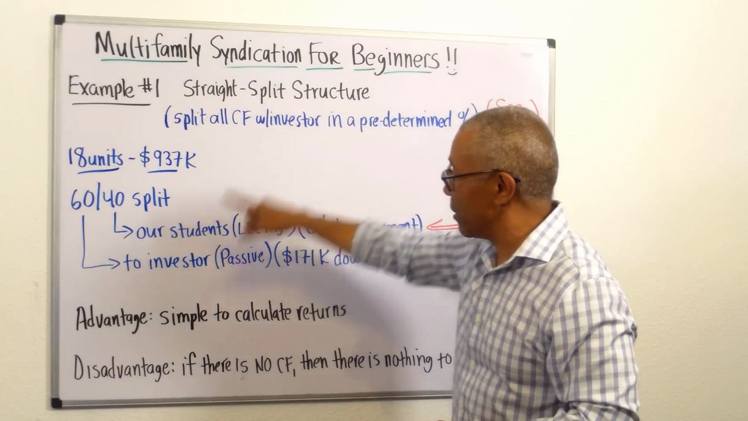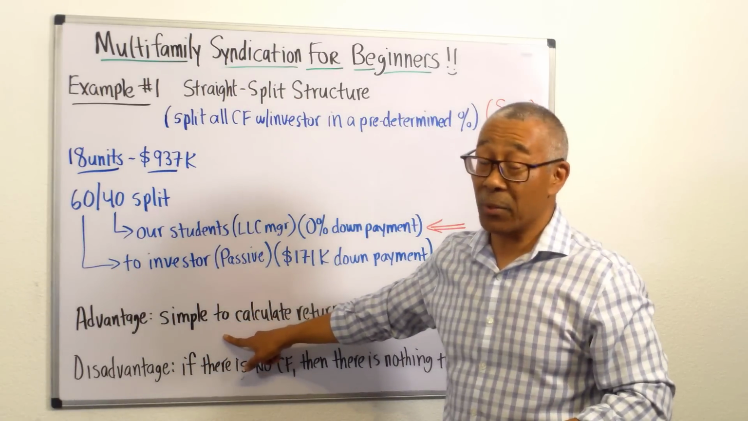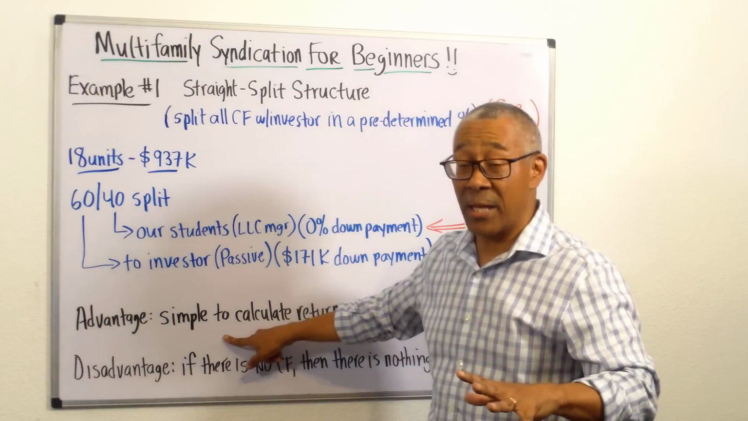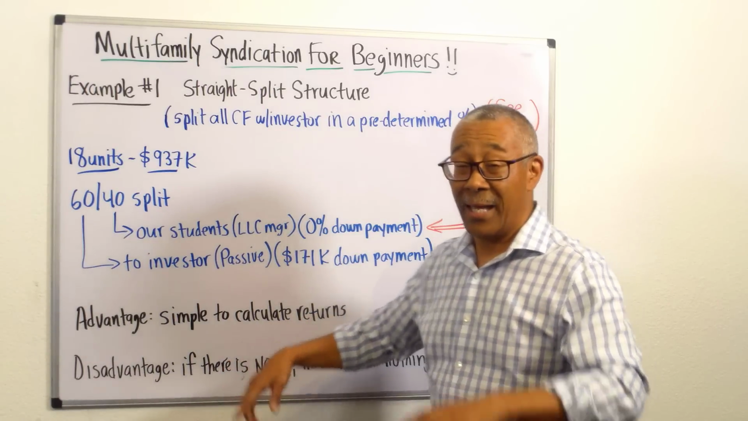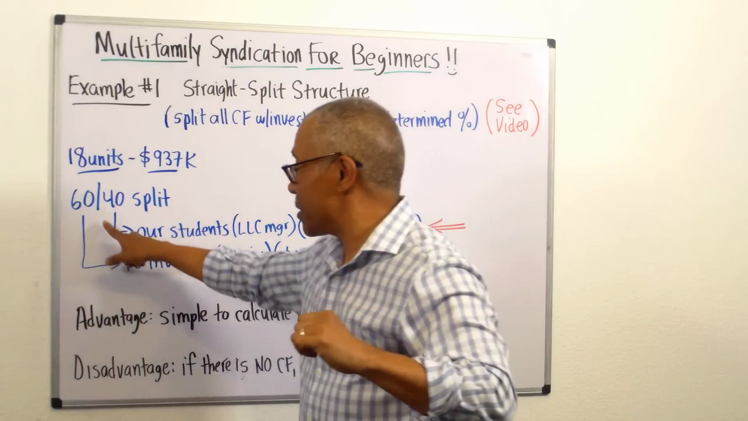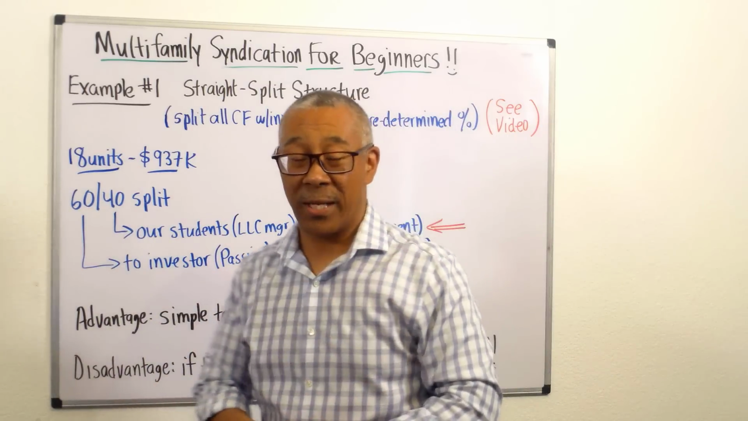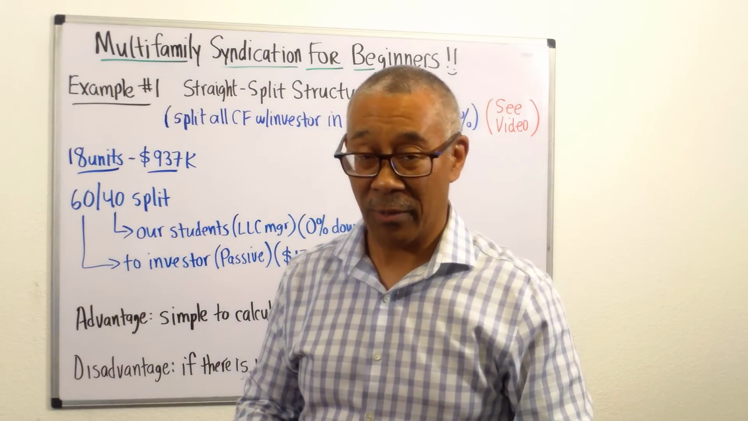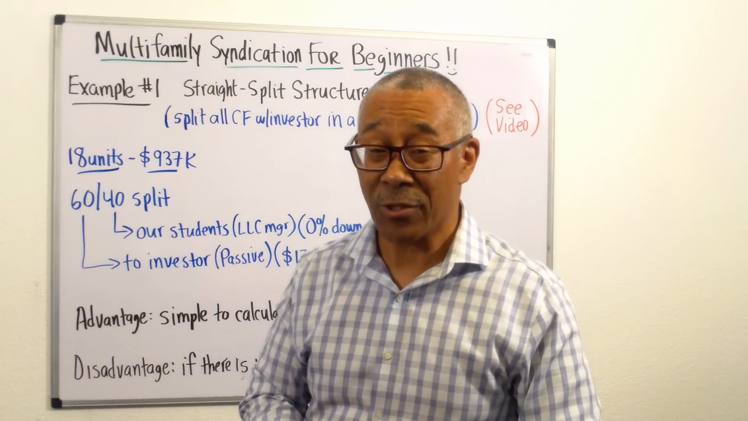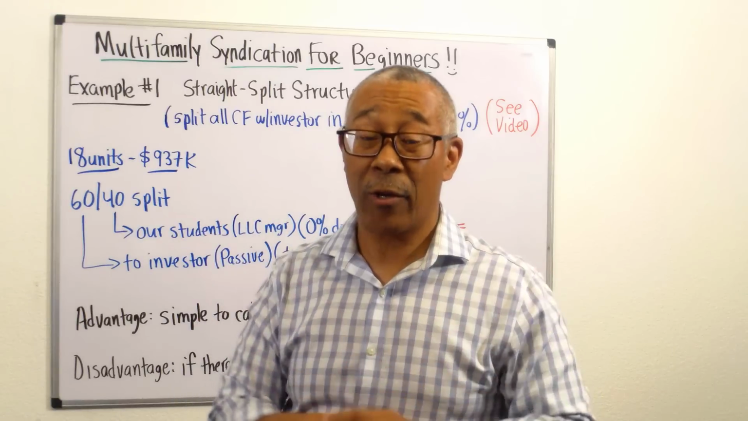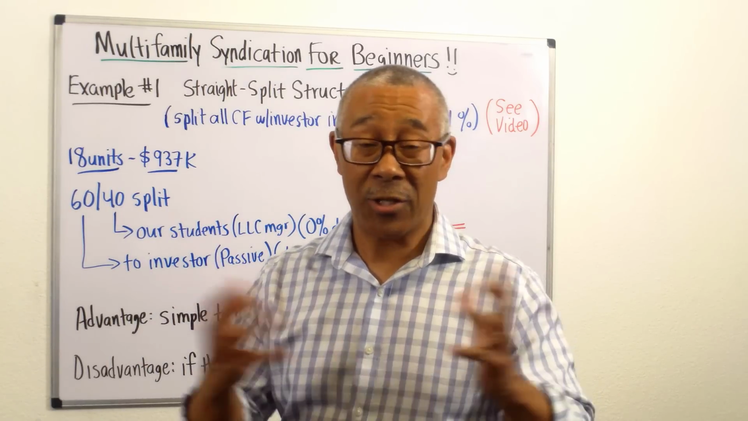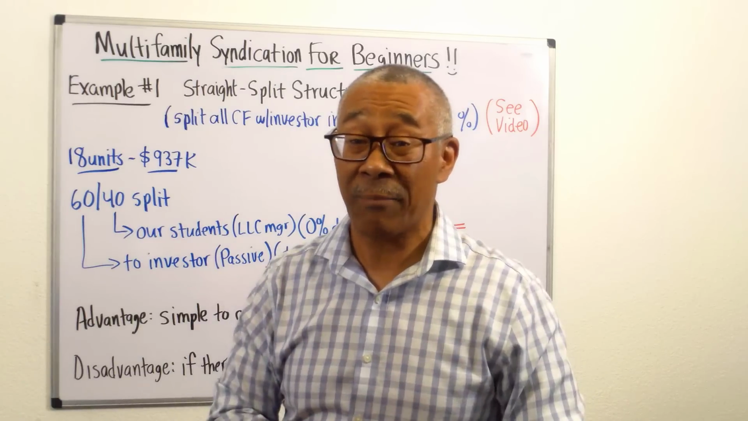The straight split structure, the advantage of it is it's very simple to calculate. So it's a bona fide syndication structure. Any money that comes out after your quarterly profits, 60% goes to the investor, 40% goes to our student. And they were able to produce nearly 100% return for the investor. How do you do that? Through the acquired skill of learning how to syndicate. So we made our students look really, really good. We can do the same thing for you.